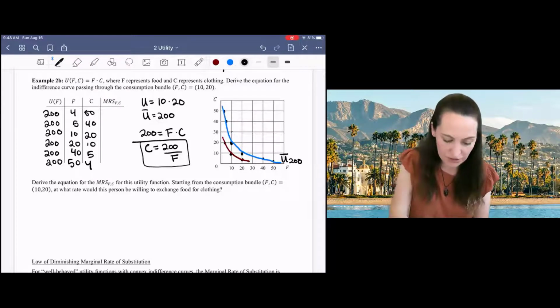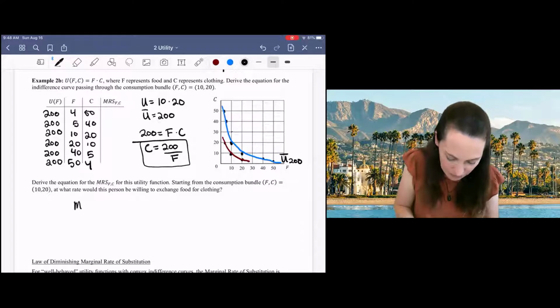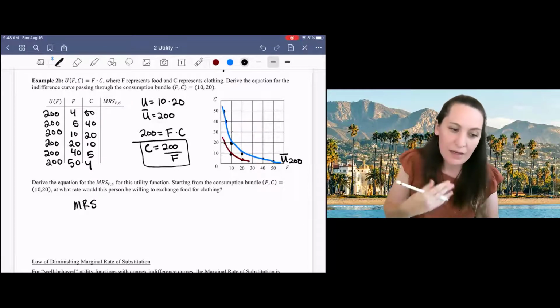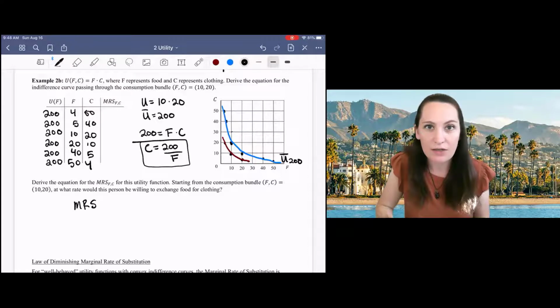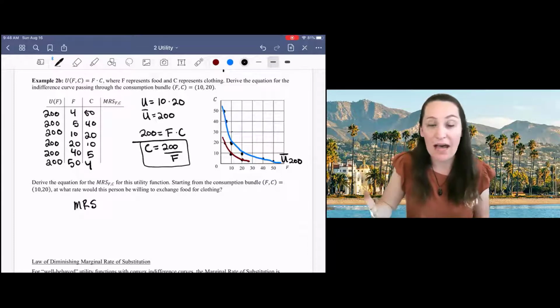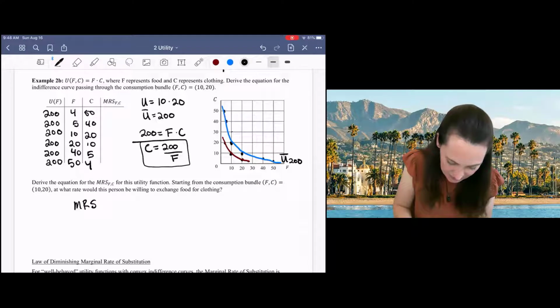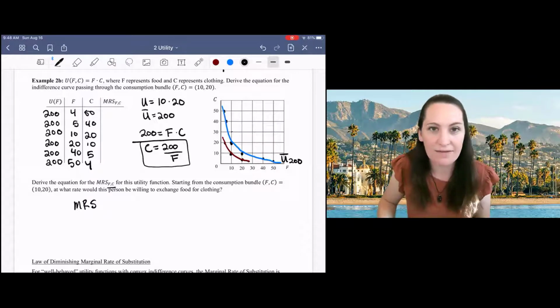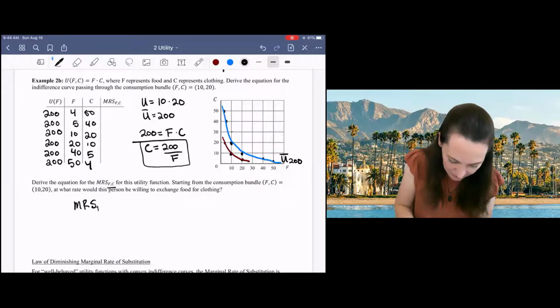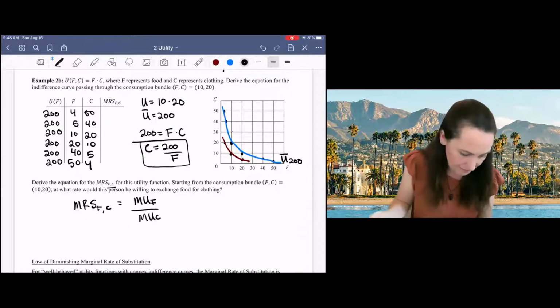Okay. So let's go ahead and derive our marginal rate of substitution for this indifference curve, for this utility function. So I've got marginal rate of substitution, and now there's usually an order here as to which one goes on top. It's a ratio of the marginal utilities, but you have to know which is in the numerator and which is in the denominator. So here you usually will see, you can write FC. That means first we'll do F, then we'll do C. So we want marginal utility of F over marginal utility of C.